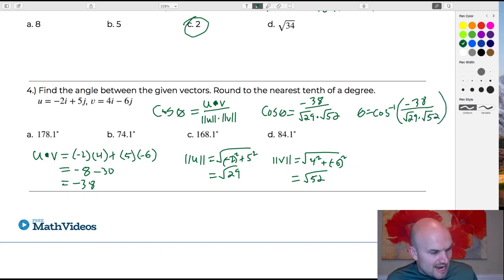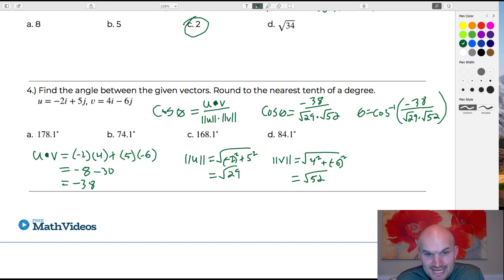So typically the way that I would write this in my calculator is I would do on, so I would just do negative 38 divided by the product, so I'm going to put that in parentheses, the square root of 29, close a parenthesis, and then times the square root of 52, close a parenthesis, and then close a parenthesis for the denominator.